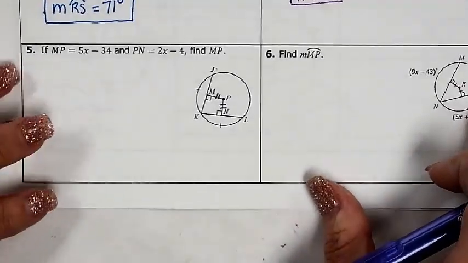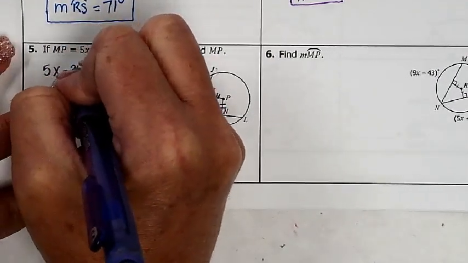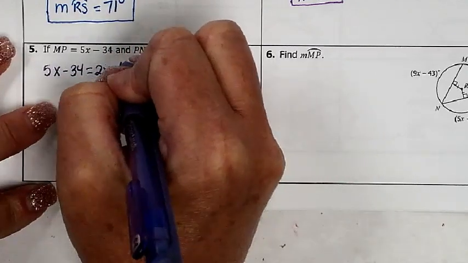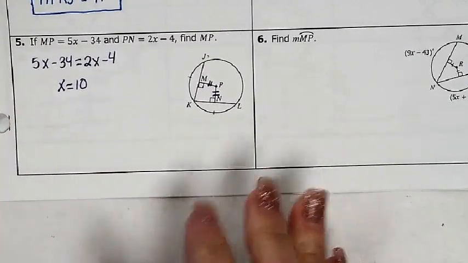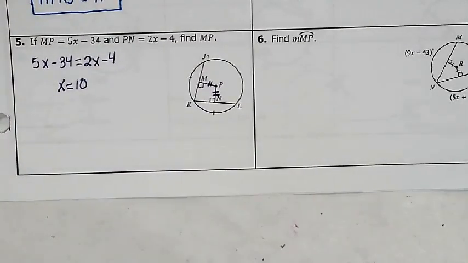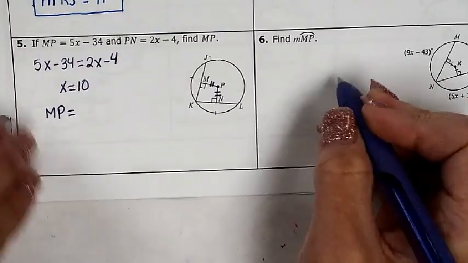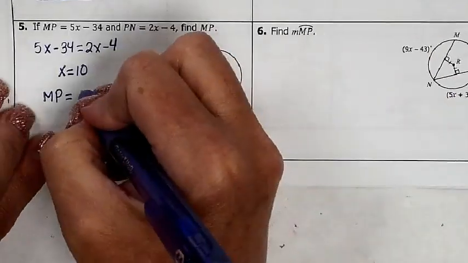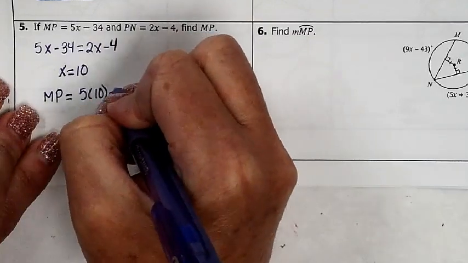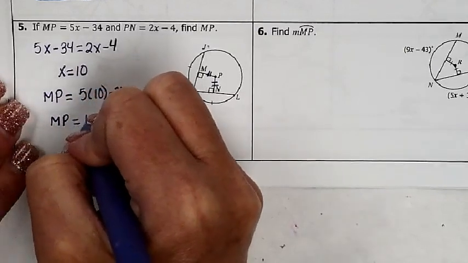So to find x, just set these equal to each other. So 5x minus 34 is equal to 2x minus 4. When you solve all of that, you get x is 10. So we want to find MP. Well, MP is 5x minus 34. So 5 times 10 minus 34. 5 times 10 is 50. 50 minus 34 is 16.